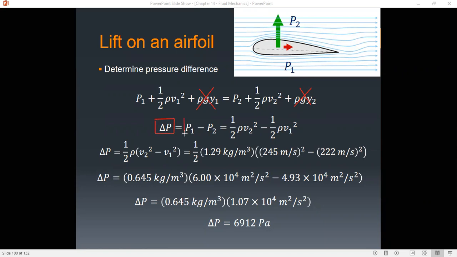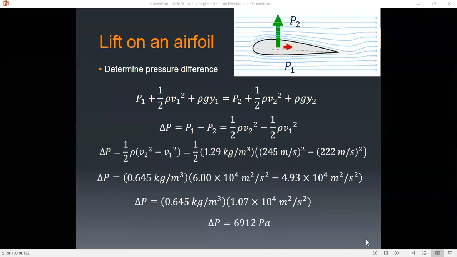So that's going to be P1 minus P2, the pressure below minus the pressure above. And that comes from the kinetic energy terms. We see that the difference in pressure after going through everything is 6,912 pascals. Okay? There's my difference in kinetic energy per unit volume. The density of air is 1.29 kilograms per meter cubed. Put in all the numbers, we get that difference in pressure.